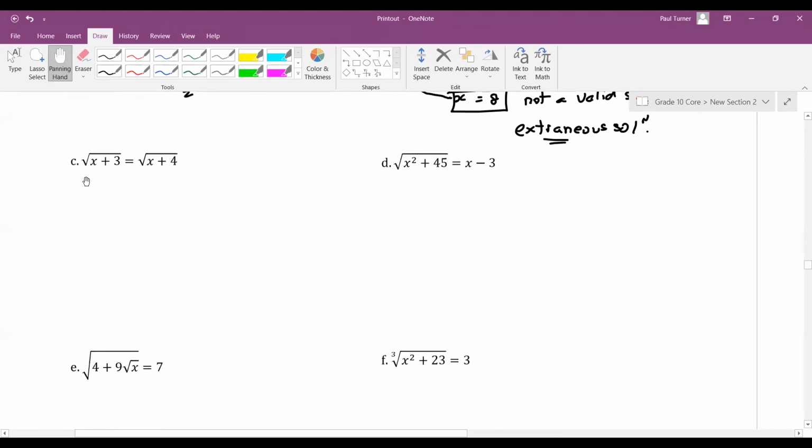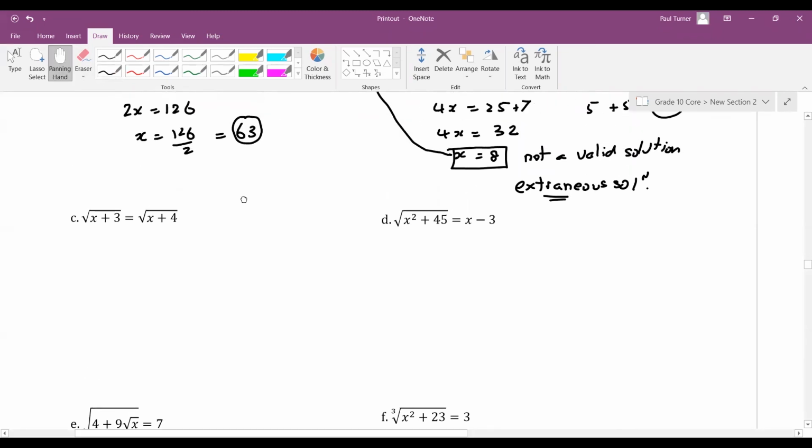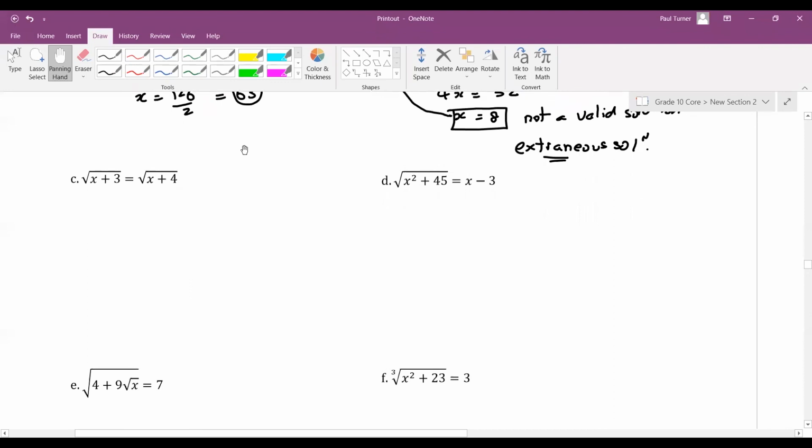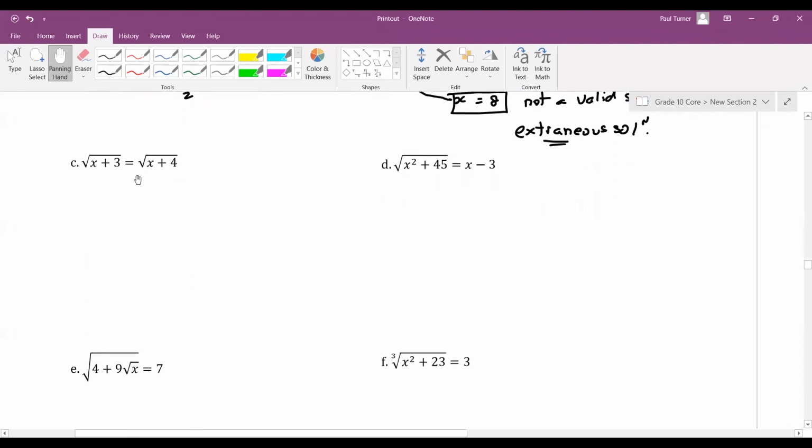What about C here? We've only got 5 minutes, so think about question C. You've got 2 square roots, yeah? I got no solution because the x's cancel. You're doing C, are you?